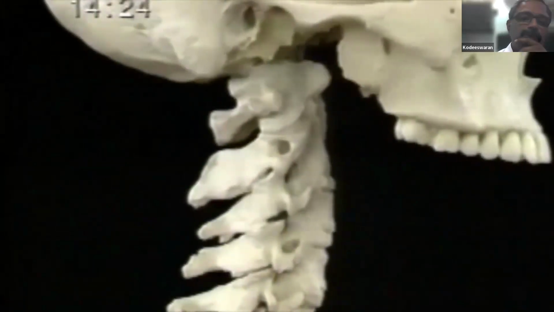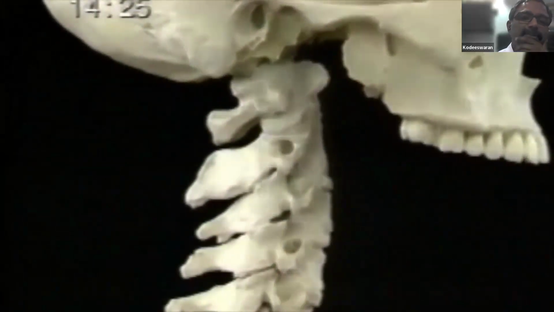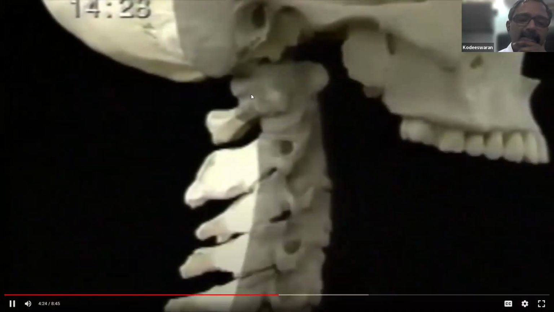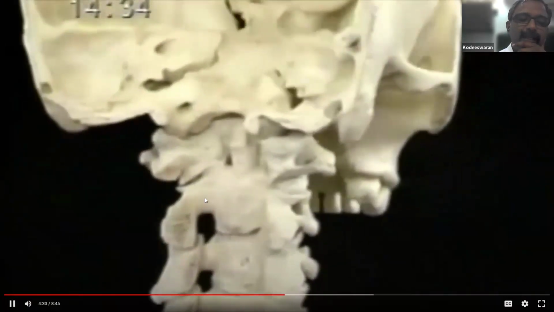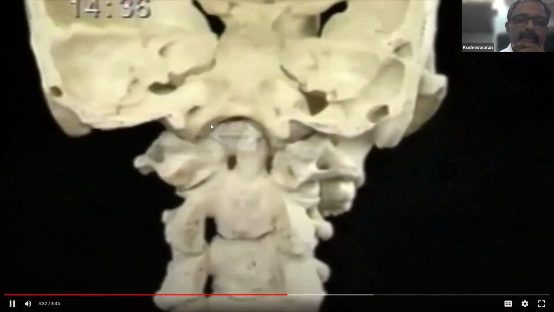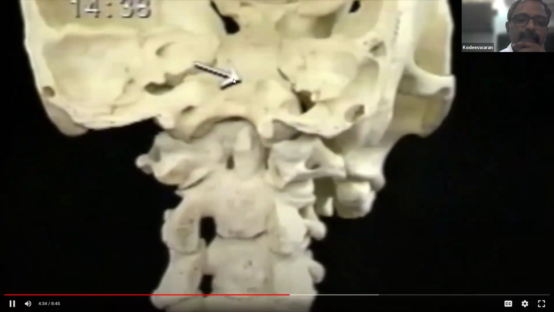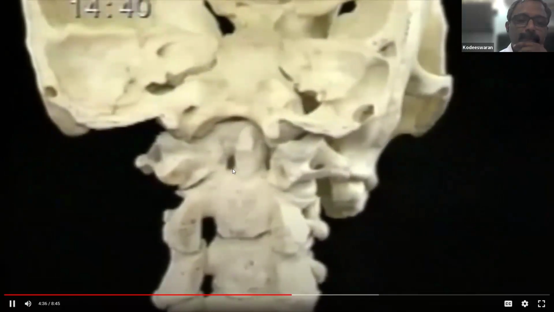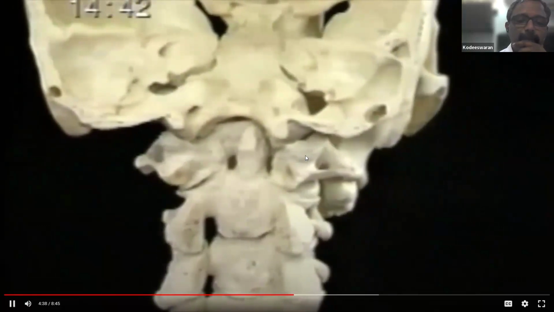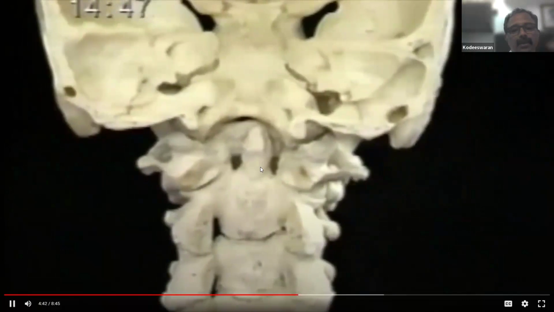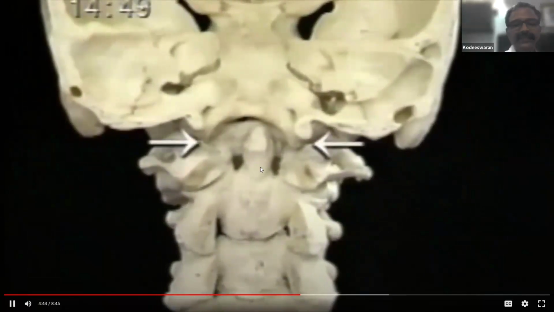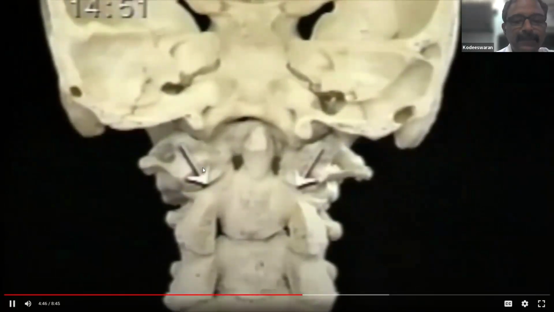Now coming to the entire complex of the occipito-C1-C2 junction, this is the posterior vertebral line. Once it is removed, we can clearly see this is C2, this is the foramen magnum, this is the occipital bone, this is C1. This is the C2 vertebral body, this is the odontoid process. This is the occipito-C1 junction. This is the C1 and C2 junction.